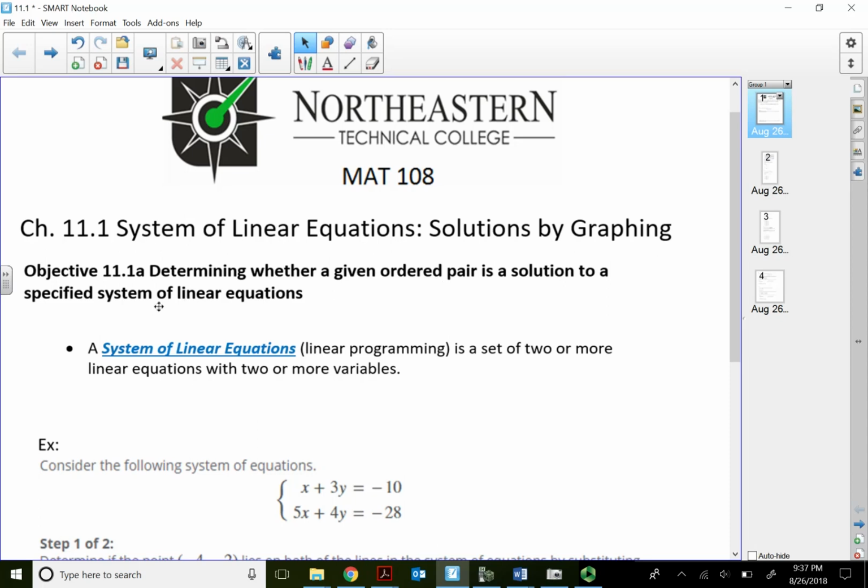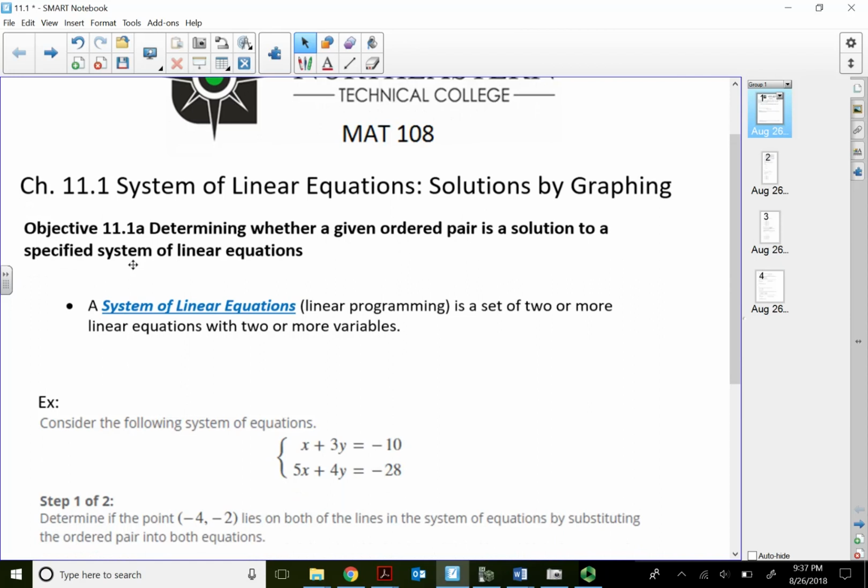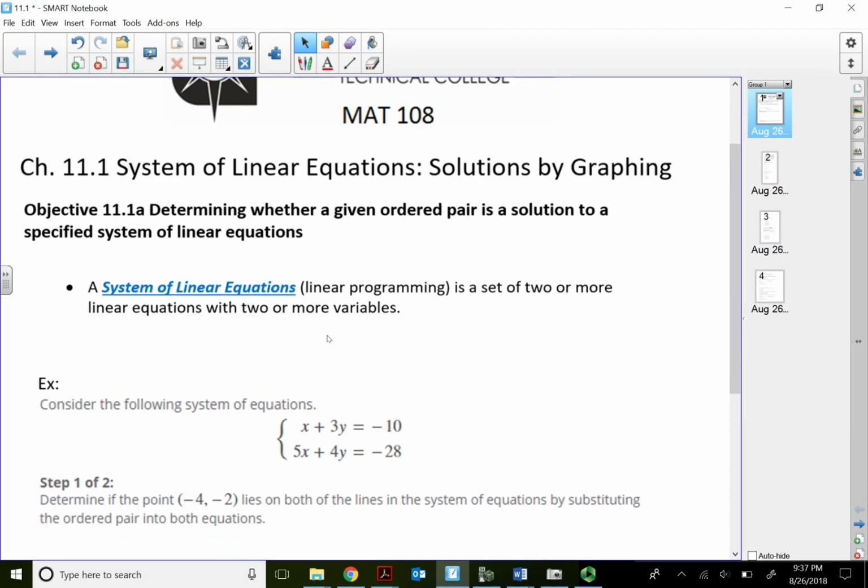So the very first objective is to determine whether a given ordered pair is a solution to a specific system of linear equations. So what is a system of linear equations? It's basically a set of two or more linear equations with two or more variables.